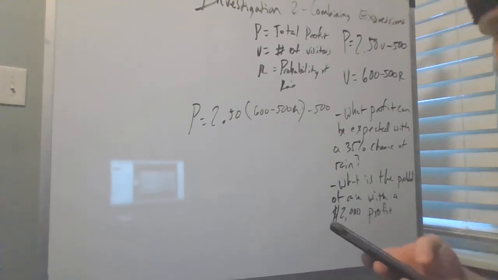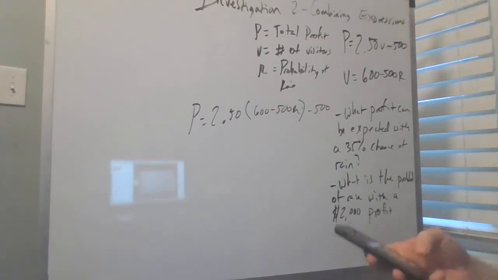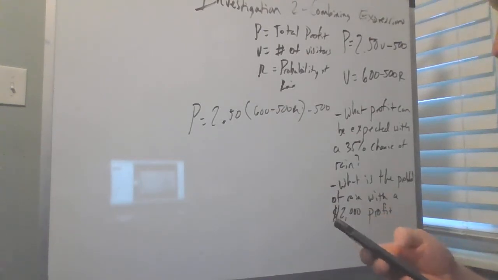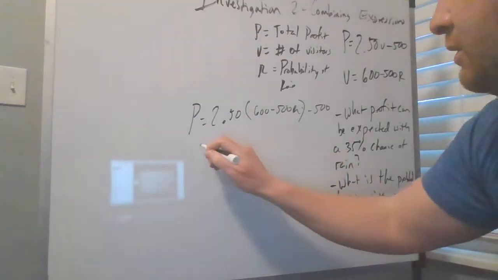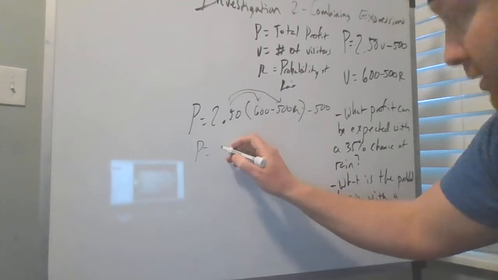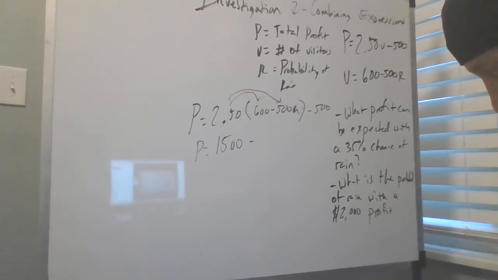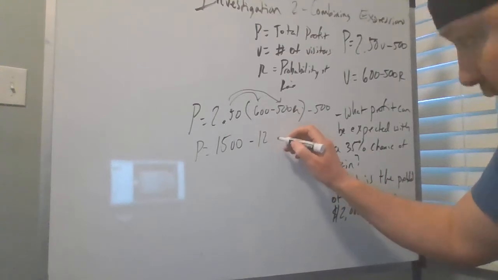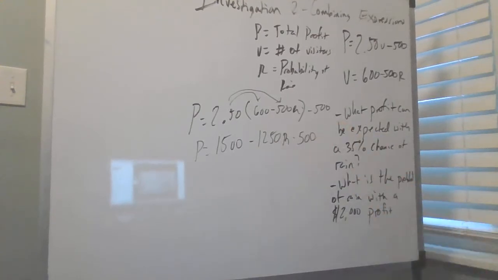Let's start doing some distributive property like we just learned in the last investigation. So you have to make sure you use this correctly. So I have 2.5 times 600, and I get 1500. So far I have P equals, remember, this times this and this times this. So I have 1500 minus 2.5 times 500, and I get minus 1250R minus 500.